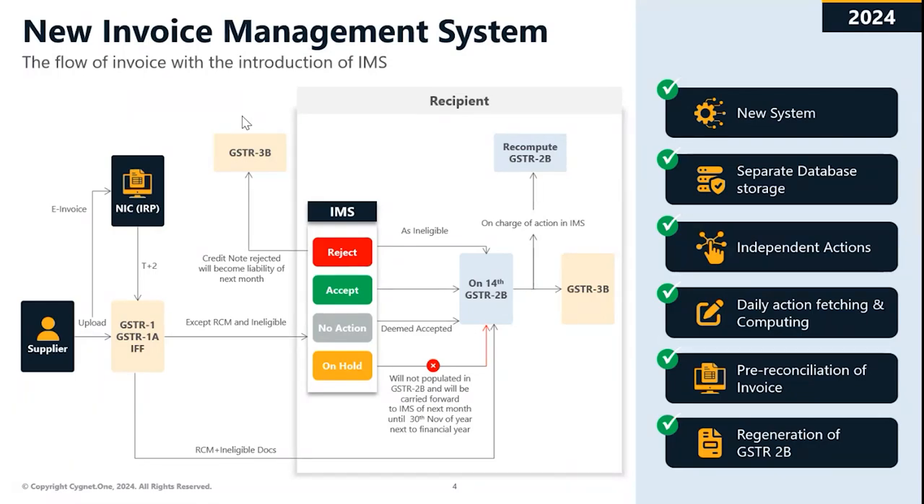Ma'am, like rent a cab, some kind of ineligible items are reflected in 2B. In our purchase register, we do not tag any GST GLs. So for this kind of thing, what should we do? Ineligible in your PR or ineligible in the GSTR 2B data? Ineligible in 2B data. They filed and it is reflected in 2B now, ma'am.